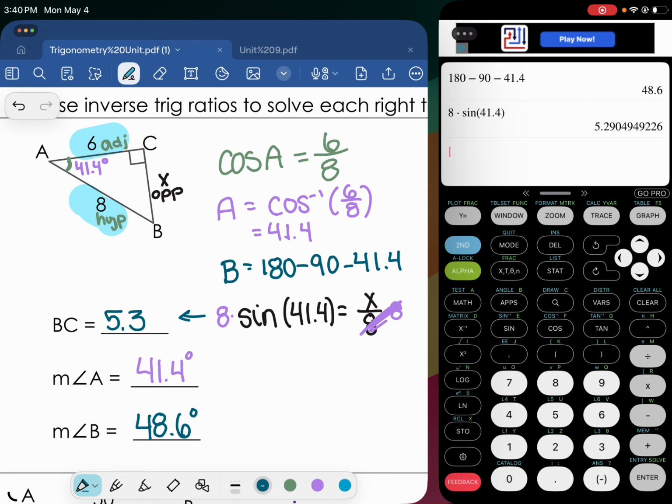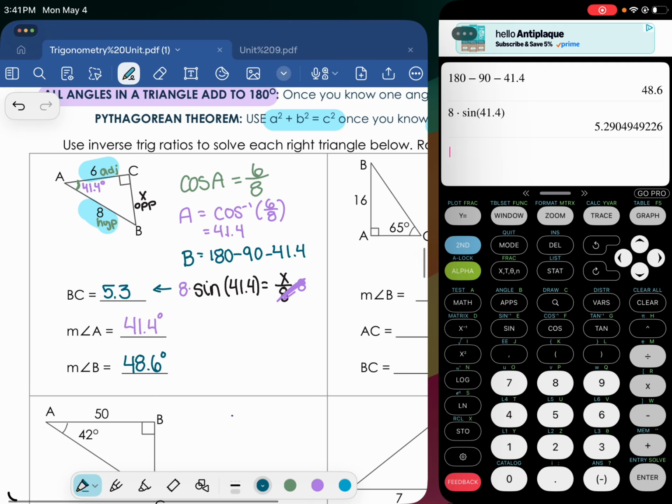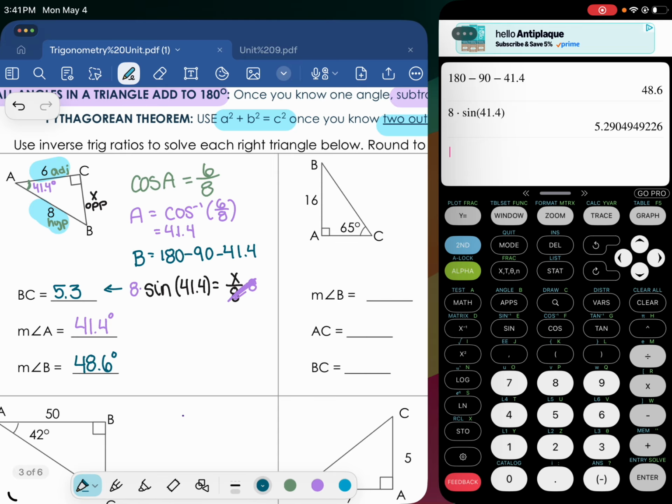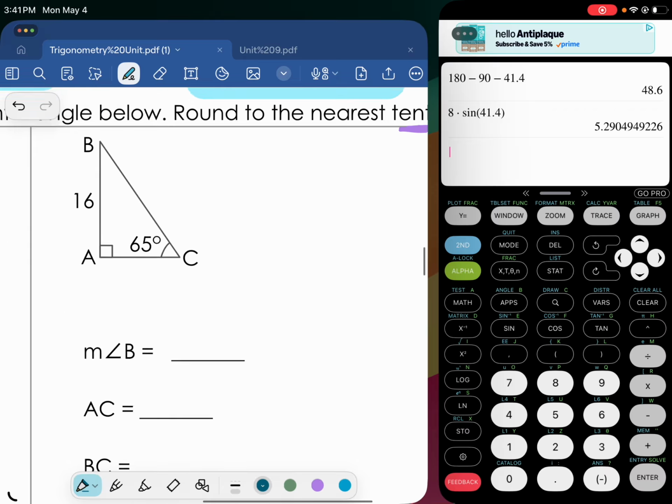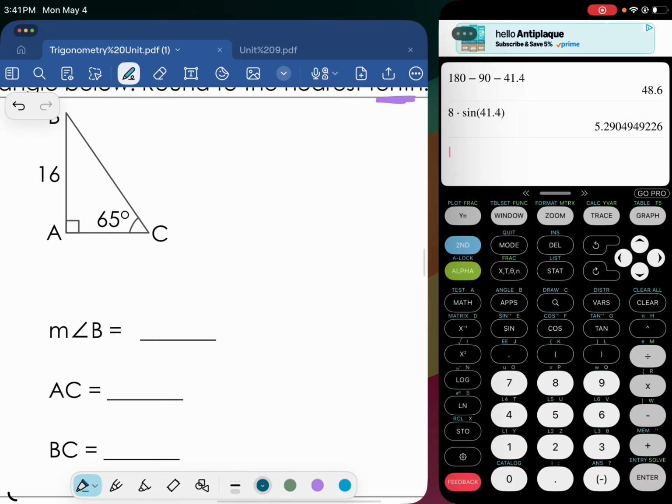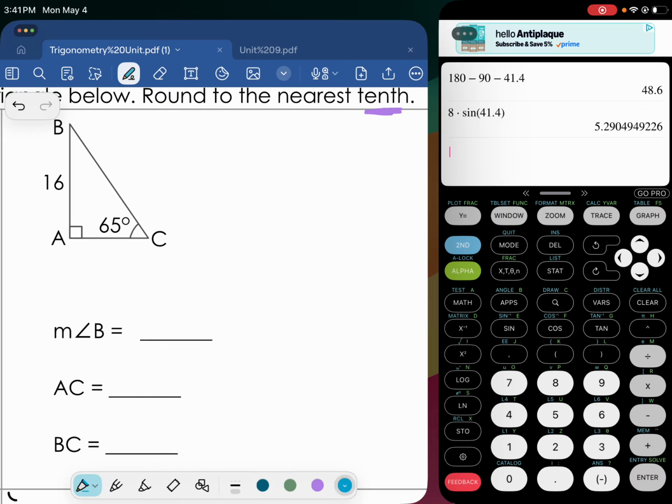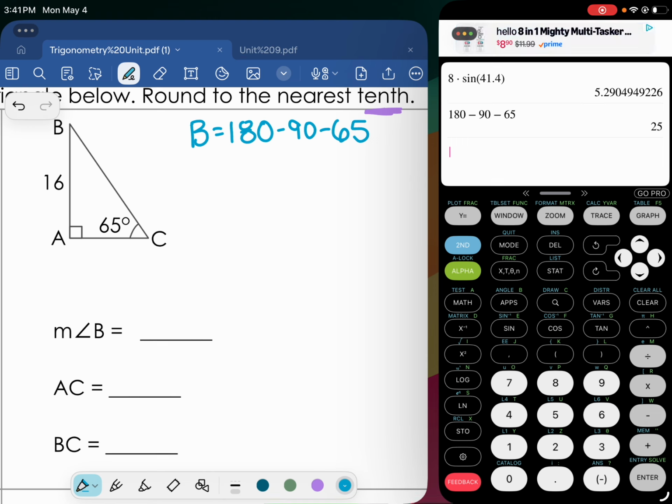Now we're going to practice this 3 more times. Each problem is a little different because you're going to know different information. But one of the main differences between this problem and the next one is on this one I knew 2 side lengths, and if I look ahead to the next one, I only know one side, but I also know an angle. So if you already know an angle, my suggestion would be take the easy route first and go ahead and say that angle B is going to be 180 minus 90 minus 65. That's 25.